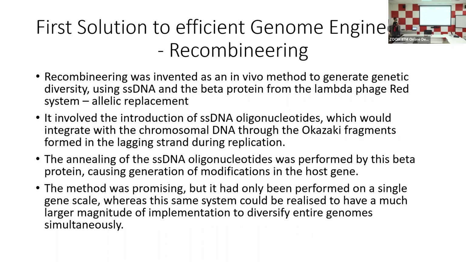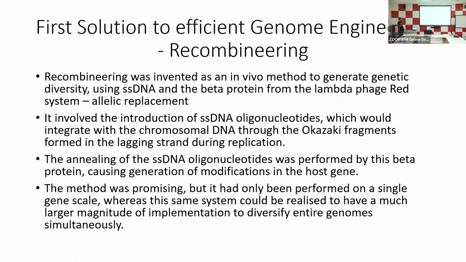So the first in vivo solution which came about for doing this was called recombineering. Recombineering is basically an in vivo method to generate genetic diversity using single-stranded DNA and the beta protein from the lambda phage Red system, which is basically a system of allelic replacement. What happens in recombineering is we introduce single-stranded DNA oligonucleotides, nucleotides of short lengths, which integrate with the chromosomal DNA through the Okazaki fragments formed during replication. Then these single-stranded DNA oligonucleotides are annealed to the lagging strand by the beta protein, causing modifications in the host chromosomal DNA.